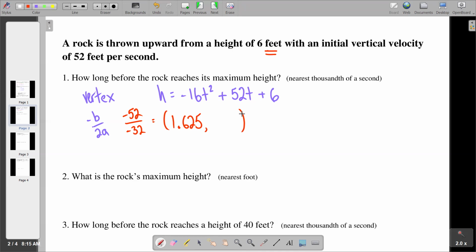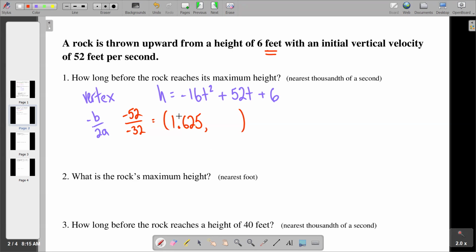Now, this problem says how long before the rock reaches its apex. So what do we do now? This question says how long before the rock reaches its apex. What do we do now? Nothing. The problem's over. It says how long before the rock reaches its apex.